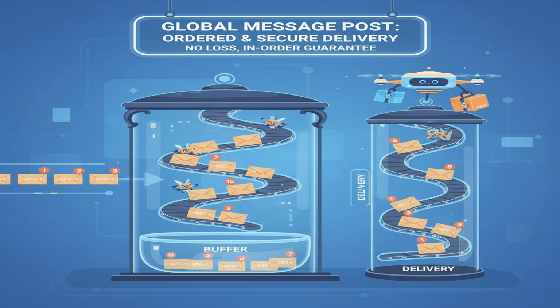A key component is the message queue. Think of it like a postal service, ensuring messages are delivered in the correct order and without loss. This helps in decoupling the sender and receiver, improving system resilience. For more on message queues, check out our dedicated video on Kafka architecture. Message queues are crucial for asynchronous communication.